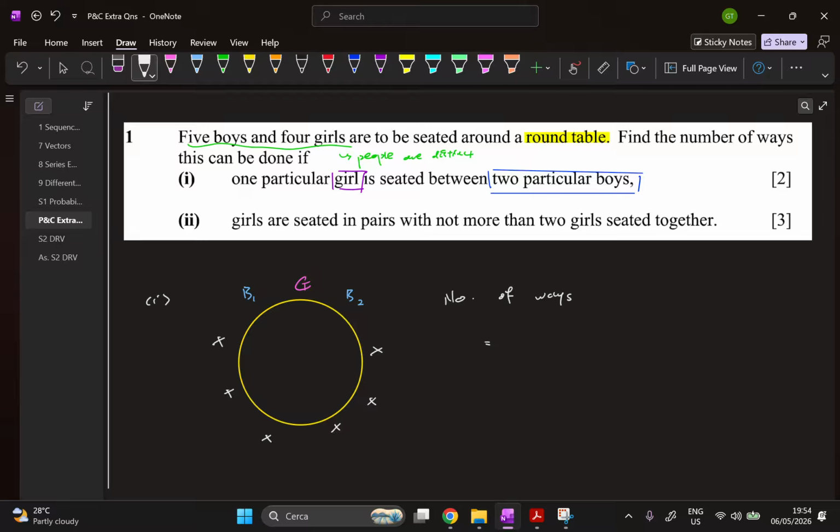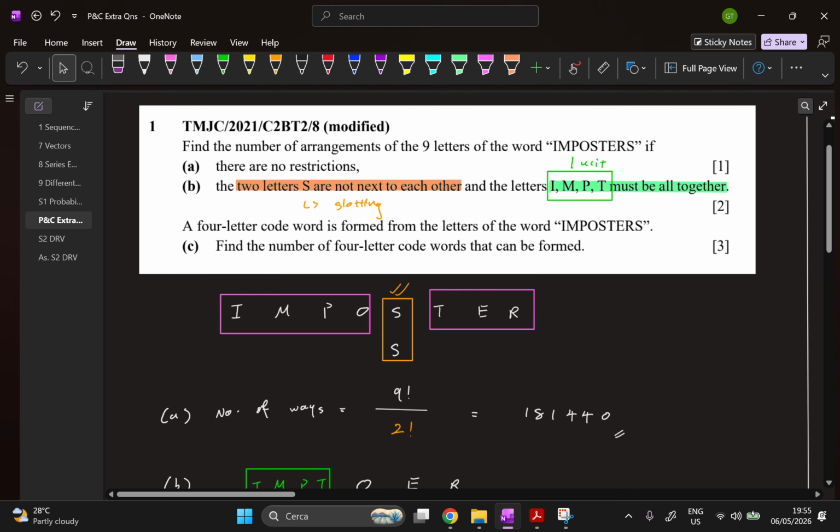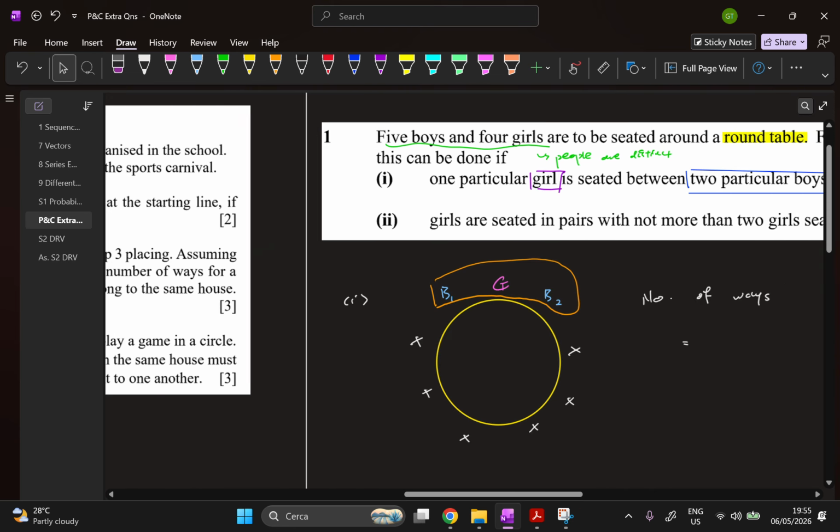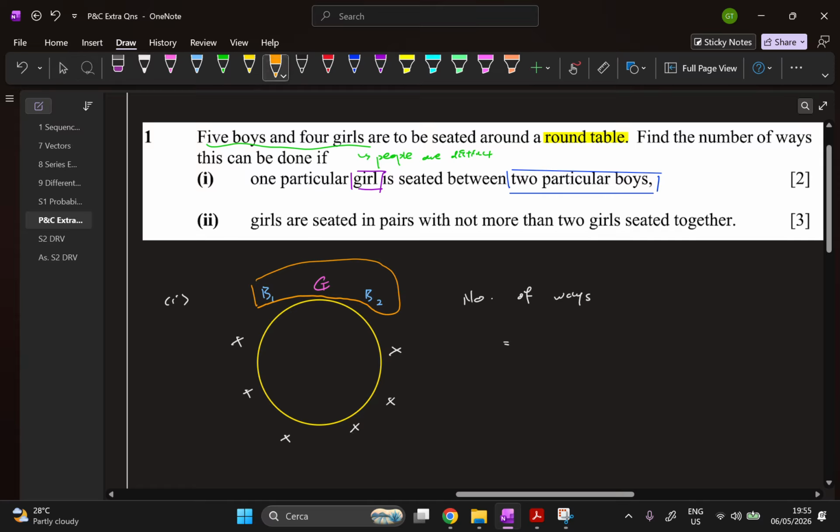permute the number of distinct units. So how many distinct units do I have here? Notice that because one particular girl is seated between two particular boys, this box here in orange is actually going to be one unit. They are grouped together. So this is a bit like the situation that we had earlier, where we have this green box over here, I and PT grouped together, they move as one unit. So this counts as one unit, not as 3.